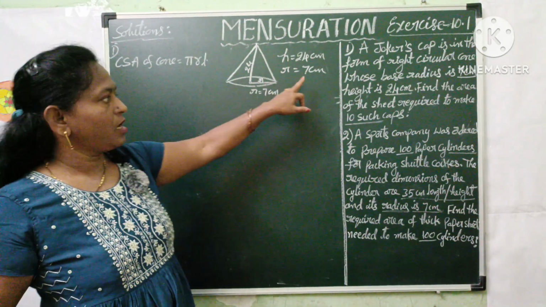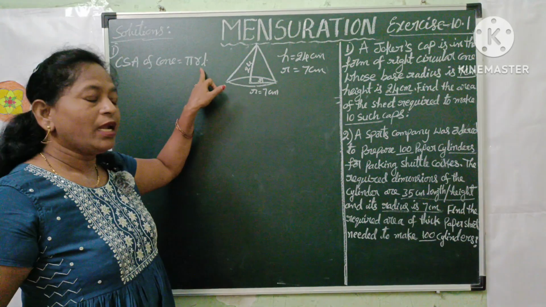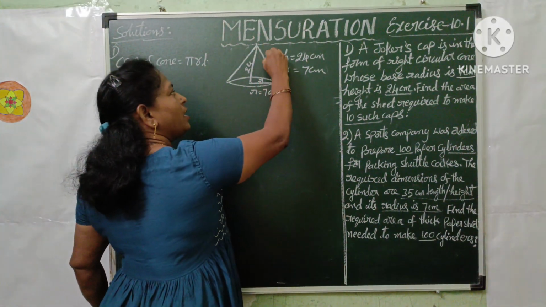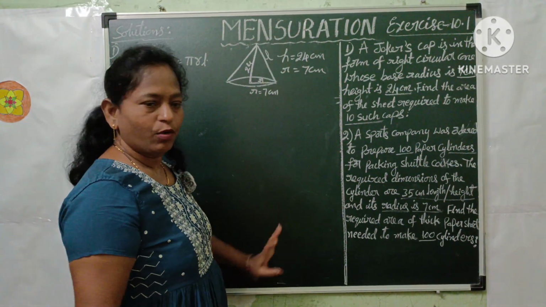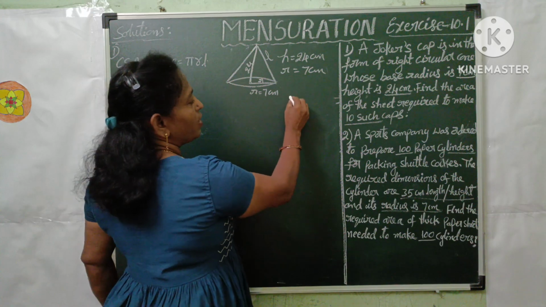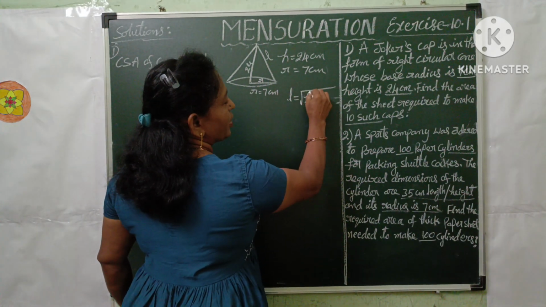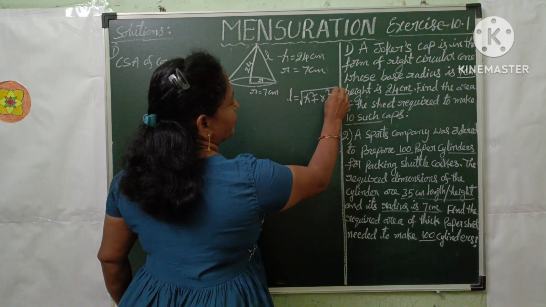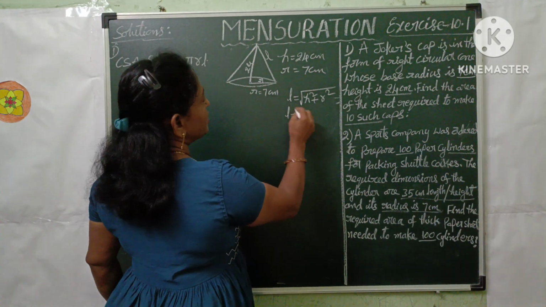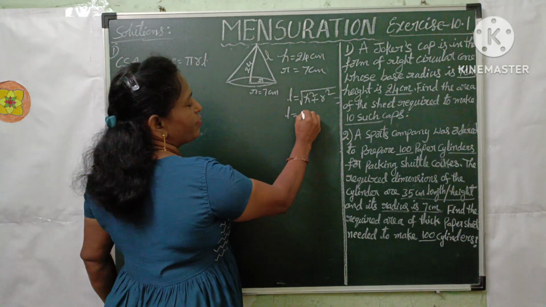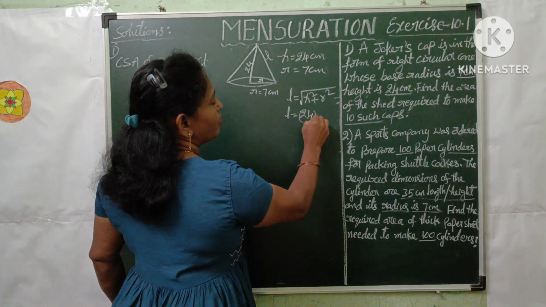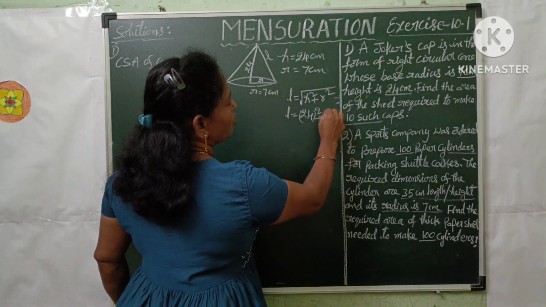Here the radius is given. L we don't know. L is the slant height of the cone. How can you find the slant height? Already we know the formula. Slant height l equal to square root of h square plus r square. Therefore, l equal to square root of 24 whole square plus 7 whole square.